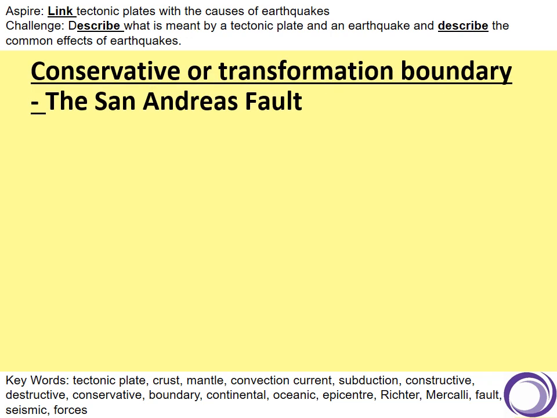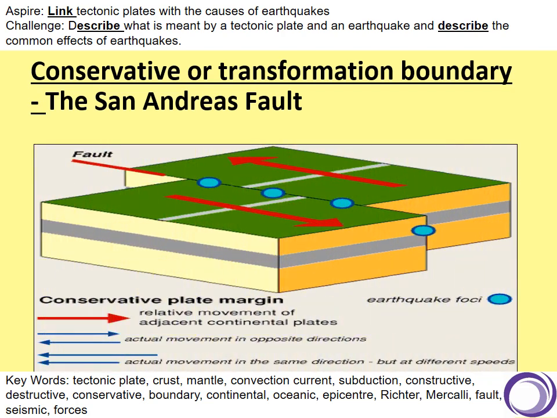So the final type of plate boundary that we need to be concerned about are the conservative or transformation boundaries, such as the San Andreas Fault that runs down the west coast of North America. In this situation, we have something called a fault line. That fault is where two plates are trying to pass by each other in opposite directions, so they are sliding past each other.